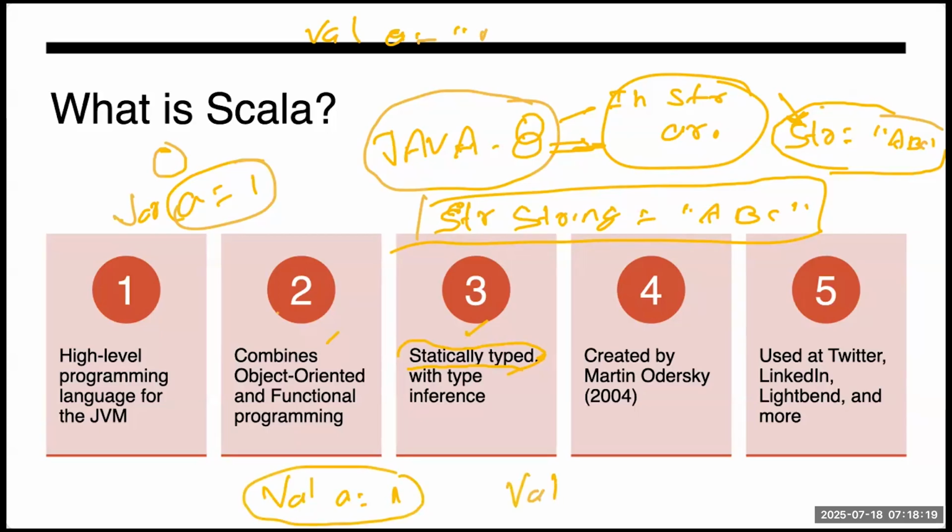Once you write val a equal to a, in Scala you don't have to provide the data type. But in Java you have to provide the data type, that is, the variable type. In Scala you don't have to. So actually, this was created by Martin Odersky in 2004. This is recently launched, I would say like 20 years before, not recent, but this is a new language. And also these are the companies which are using it.